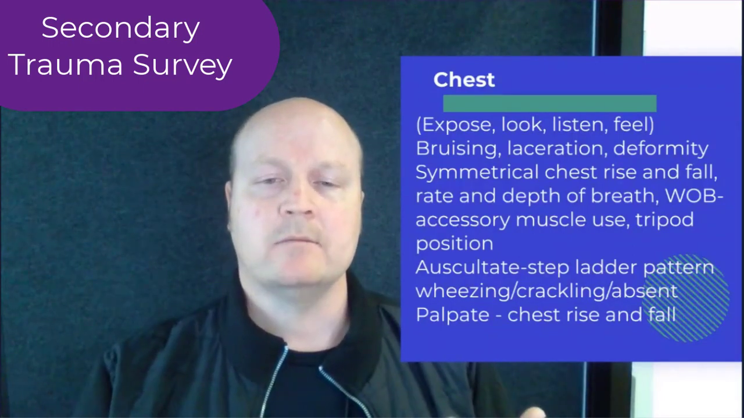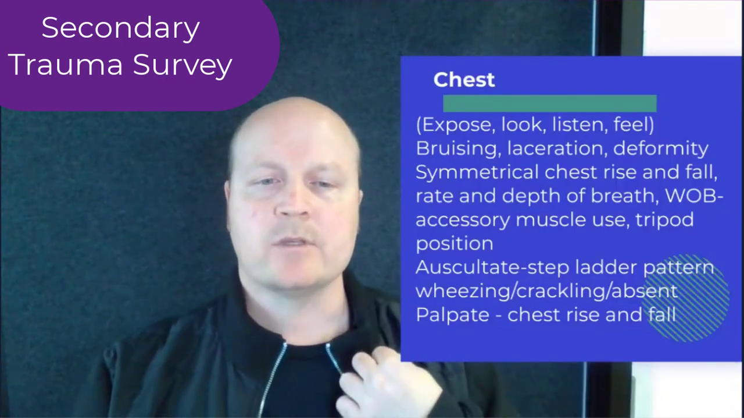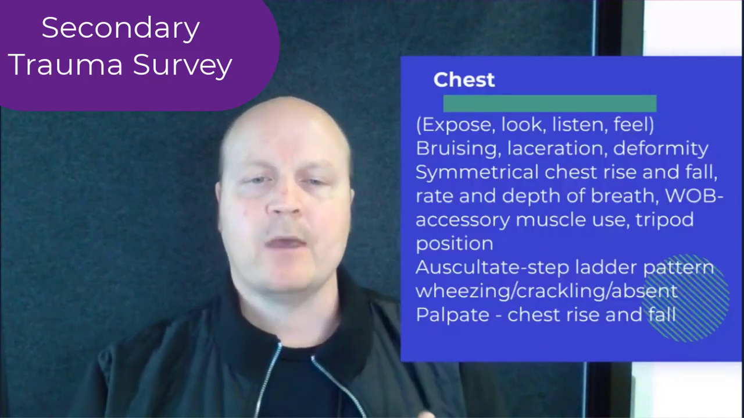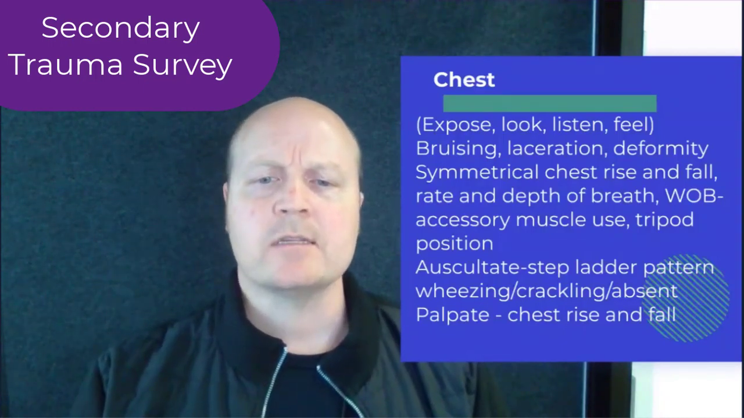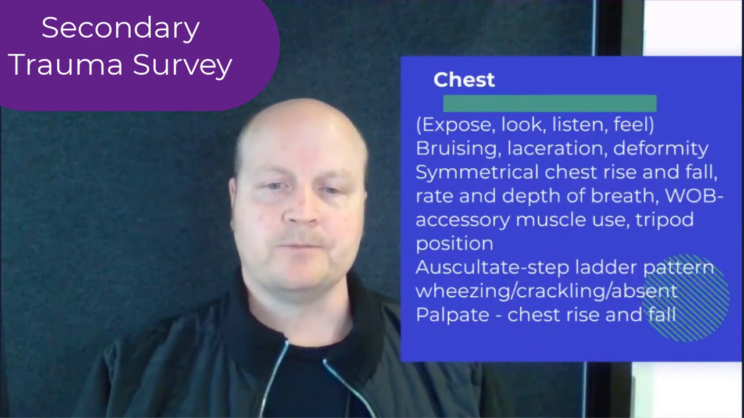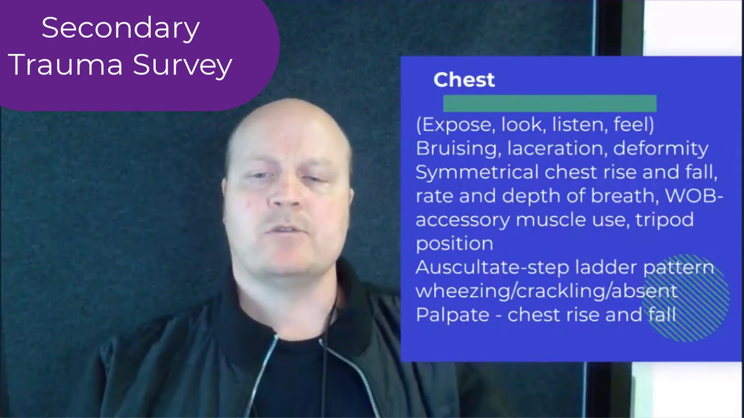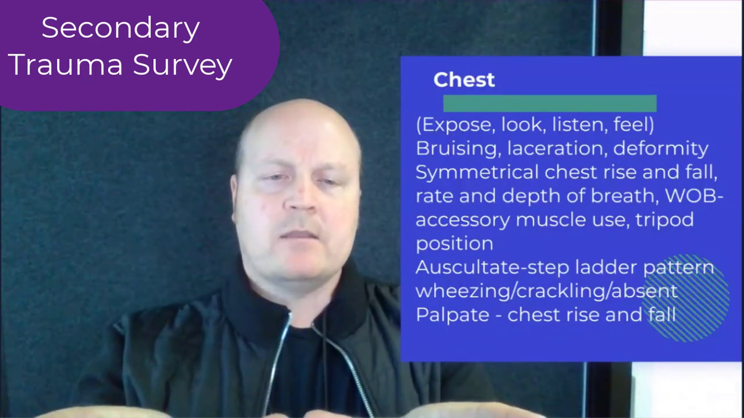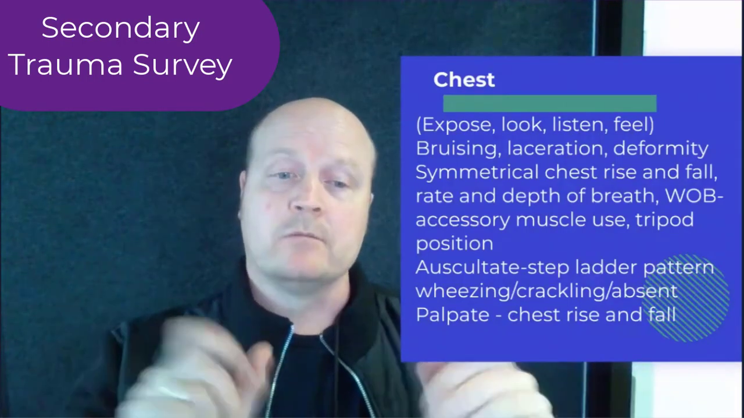Then we want to auscultate. So expose, look, listen, feel. We're going to listen, auscultate, and we're using a step ladder approach so that we can compare one side to the other and making sure we've got the upper, middle, and lower lobes, and trying to listen for any wheezes, any crackling, or are there absent breath sounds. Then we want to palpate. So making sure we're palpating our collarbones, sternum, ribs, and then we can palpate on the rib cage and get them to do a big breath in and out, and we can check the chest rise and fall to see if it is symmetrical.